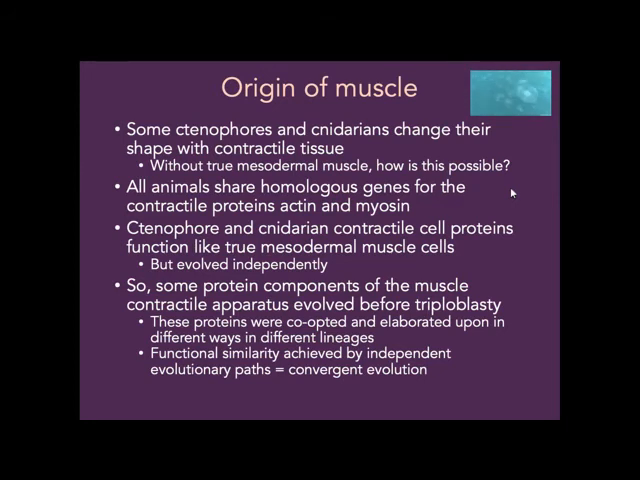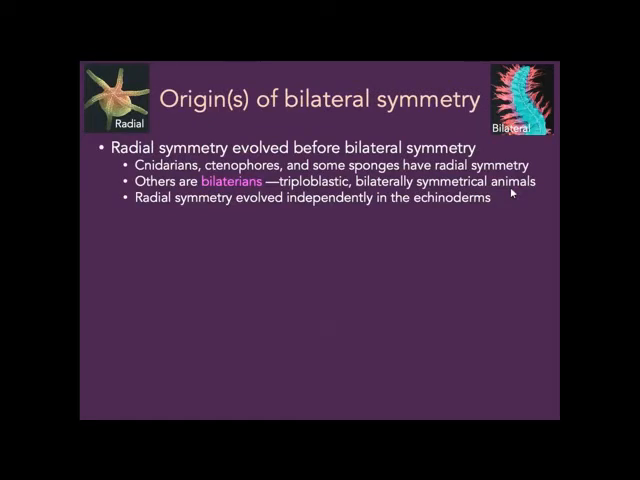Okay, so before animals were bilaterally symmetrical, meaning the same on left and right side, they were radially symmetrical. So cnidarians, ctenophores, and some sponges have radial symmetry. Okay. Somebody want to describe radial symmetry? Yeah, it's like a cake and you cut it and everyone gets a slice that's the same shape. Yep, it's like a cake. If you cut it the right way, yep, everyone gets the same kind of slice.